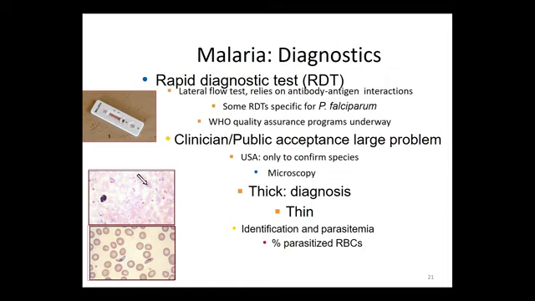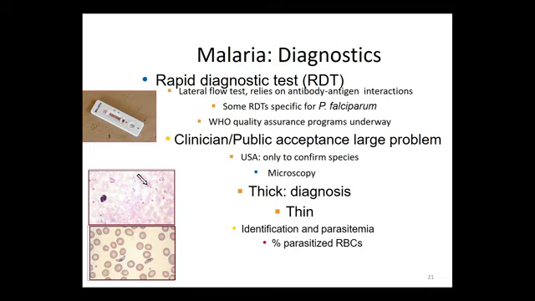But again, to confirm those, we have diagnosis. The rapid diagnostic test, which is on the screen here: a control and another line. The lateral flow test relies on antibody-antigen interaction. Some rapid diagnostic tests specific for Plasmodium falciparum have a quality assurance program underway. Clinical public acceptance is a large problem; in the USA it is used only to confirm species, along with microscopy. Well, in Russia we do this.